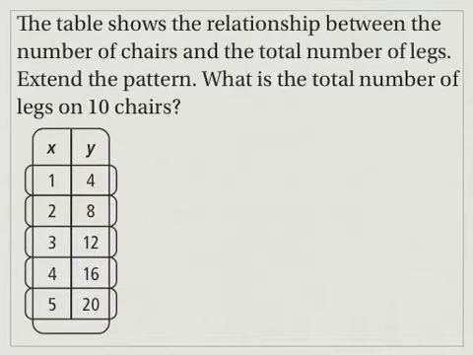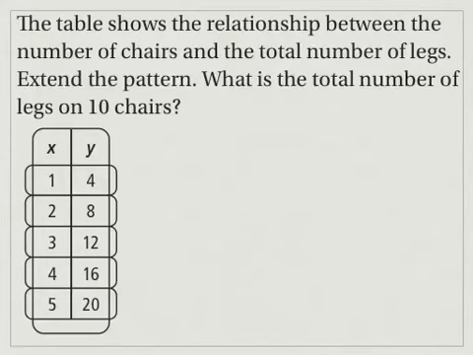The last example says the table shows the relationship between the number of chairs and the total number of legs. Extend the pattern. What is the total number of legs on 10 chairs? If you notice, x would be the number of chairs and y would be the number of legs. So when you have 1 chair, you have 4 legs, which if you think about it, would make sense. When you have 2 chairs, you have 8 legs. 3 chairs, 12 legs. 4 chairs, 16 legs. And 5 chairs, 20 legs.